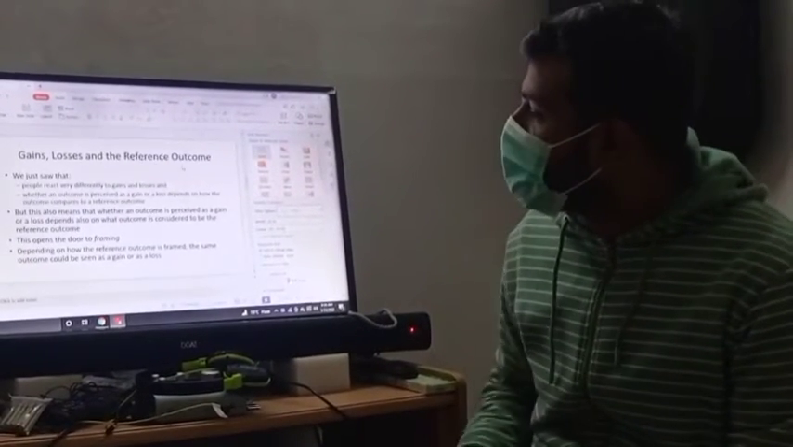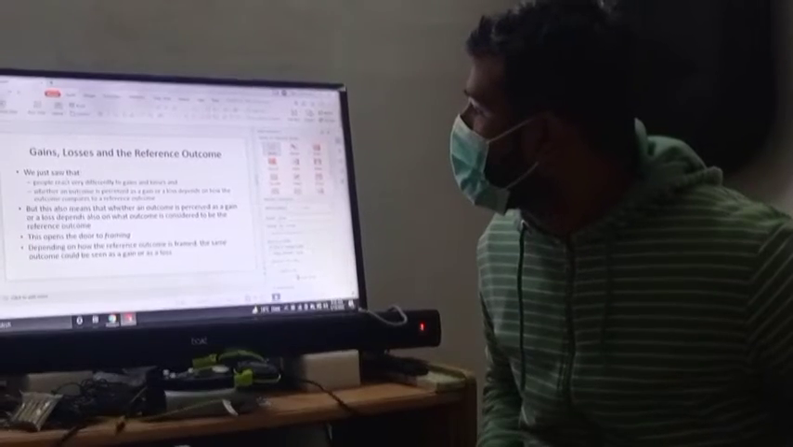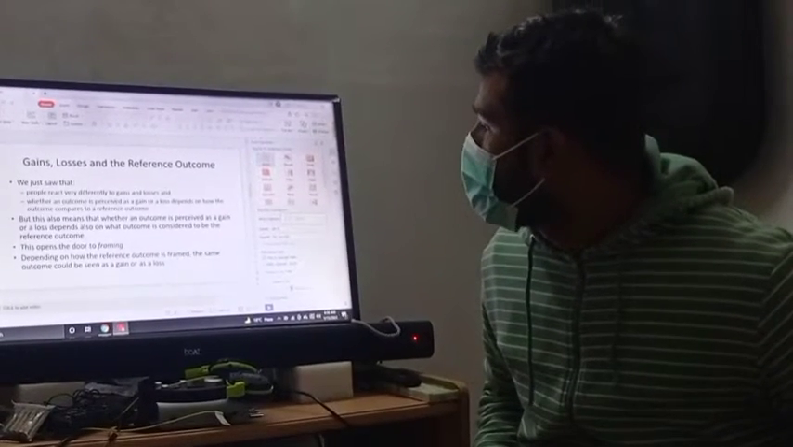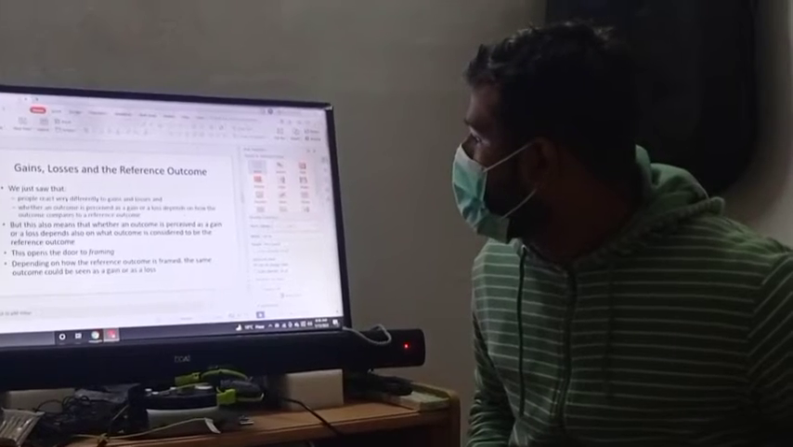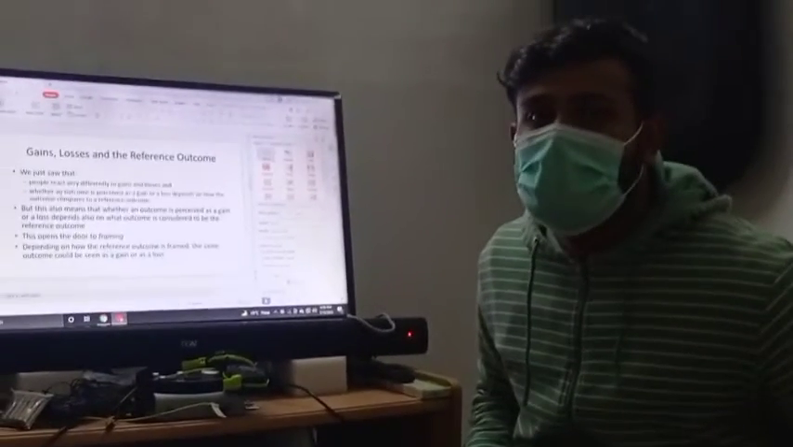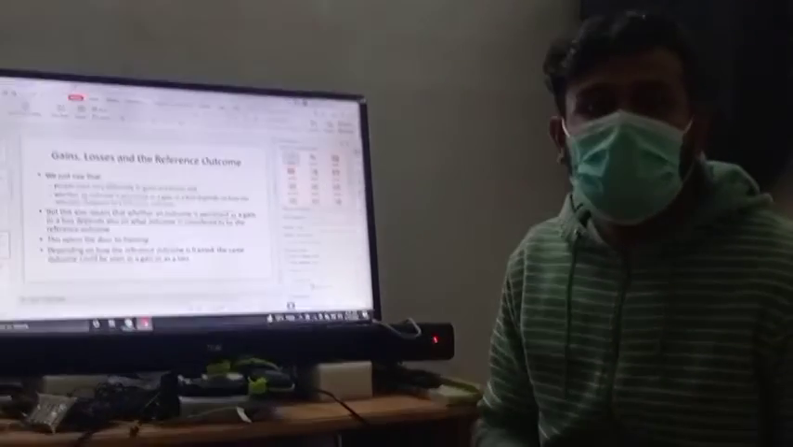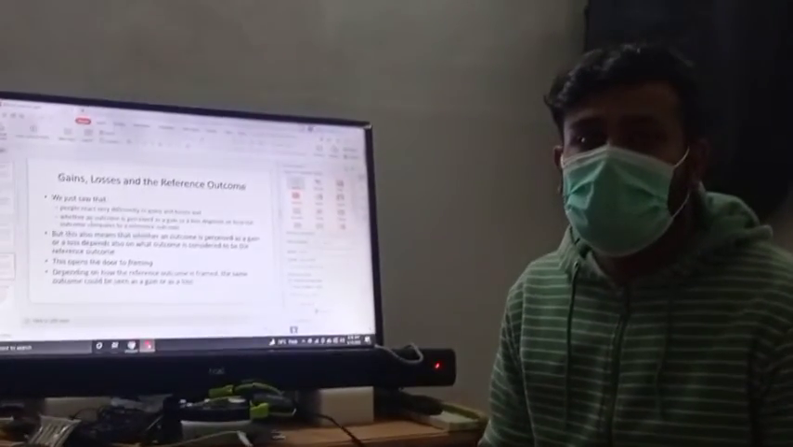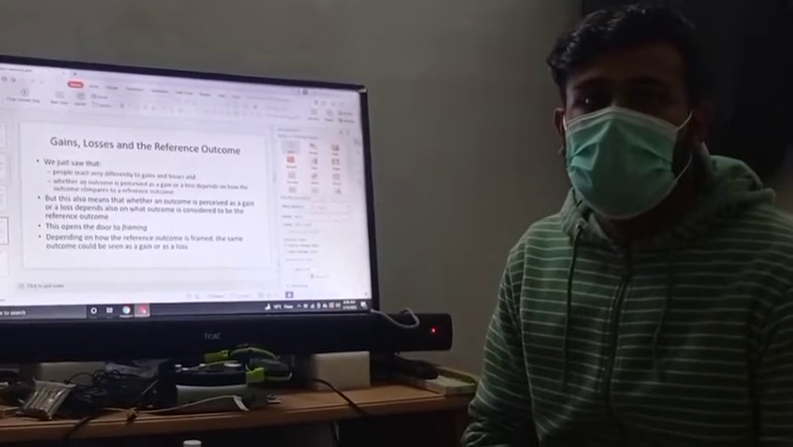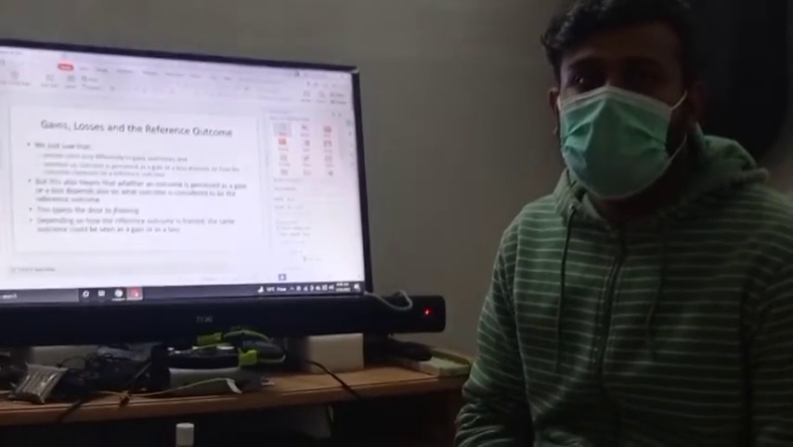Gains, losses, and reference outcome again. We just saw that people react very differently to gains and losses. Whether an outcome is perceived as a gain or a loss depends on how the outcome compares to a reference outcome, which basically means that the reference outcome is what the previous profit was about. Now, according to that reference point, if the person makes more profit, that's when it's perceived as a gain.